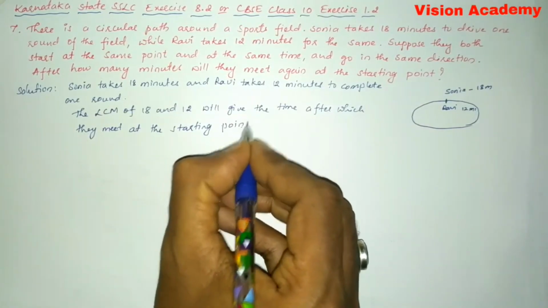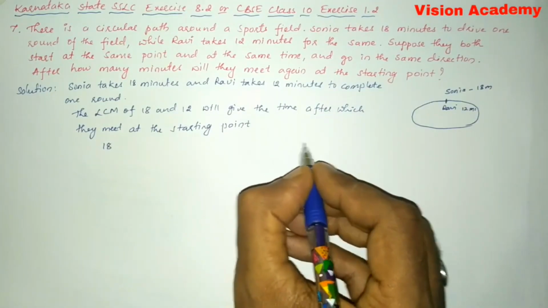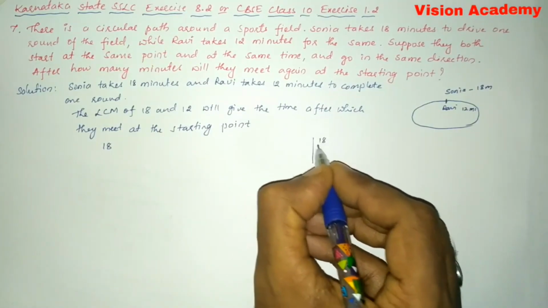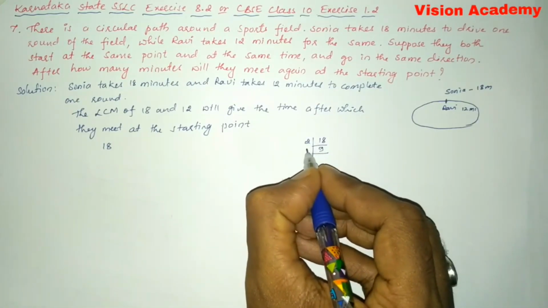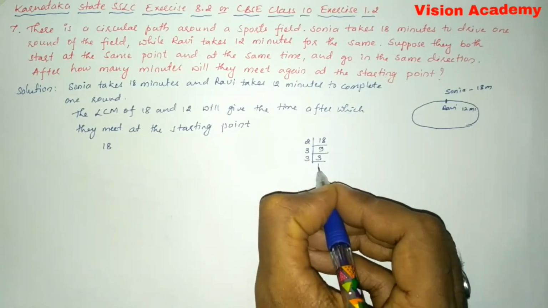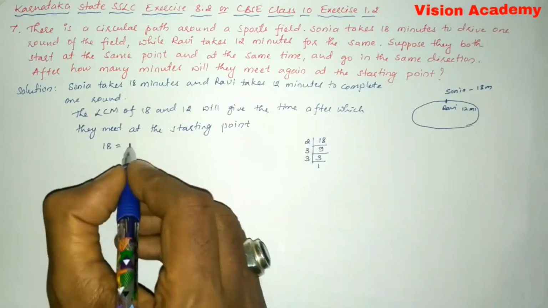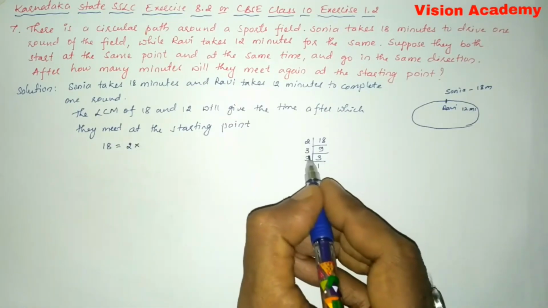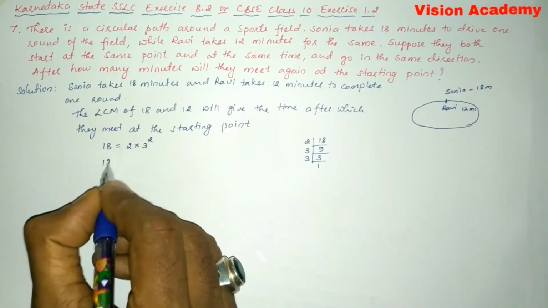Now let us take first 18 and divide it by the prime factor 2. 2 9s are 18, and this 9 we further divide by 3. 3 3s are 9, and next 3 1s are 3. So here 18 can be written as the product of prime factors 2 into 3 into 3, which is 2 into 3 square.